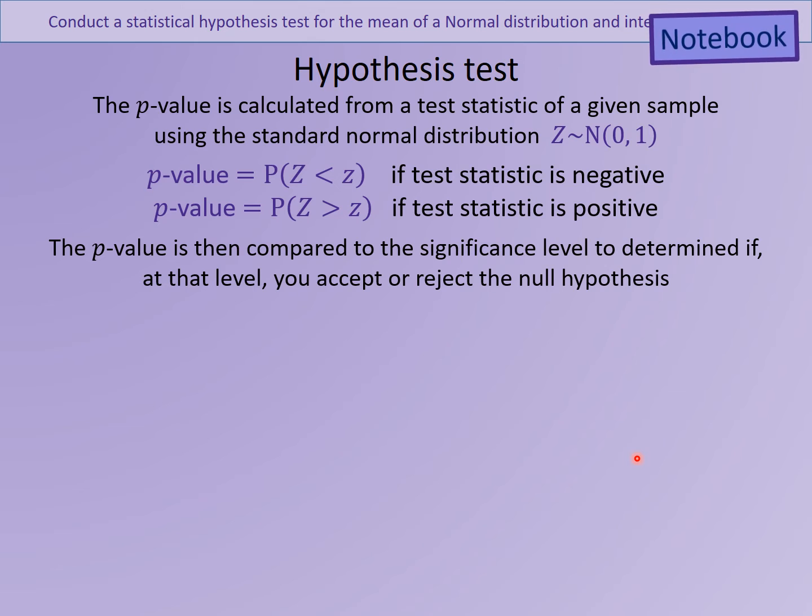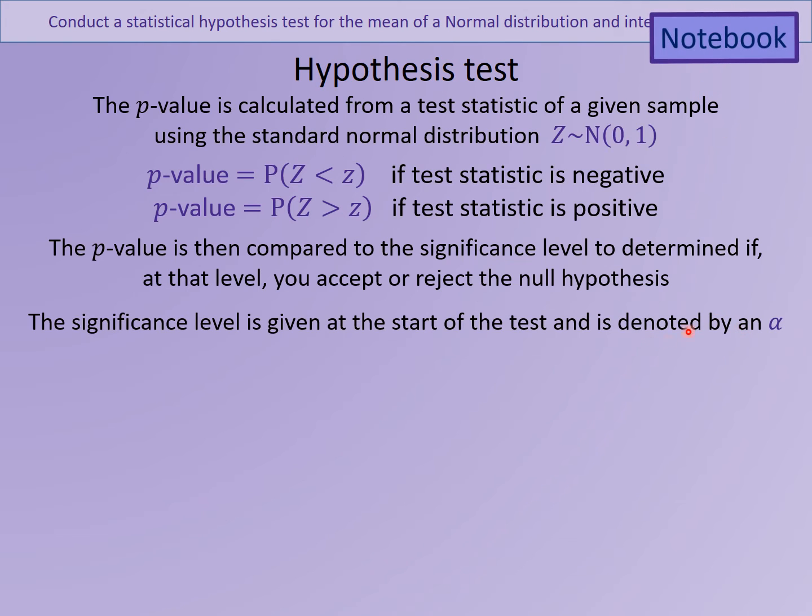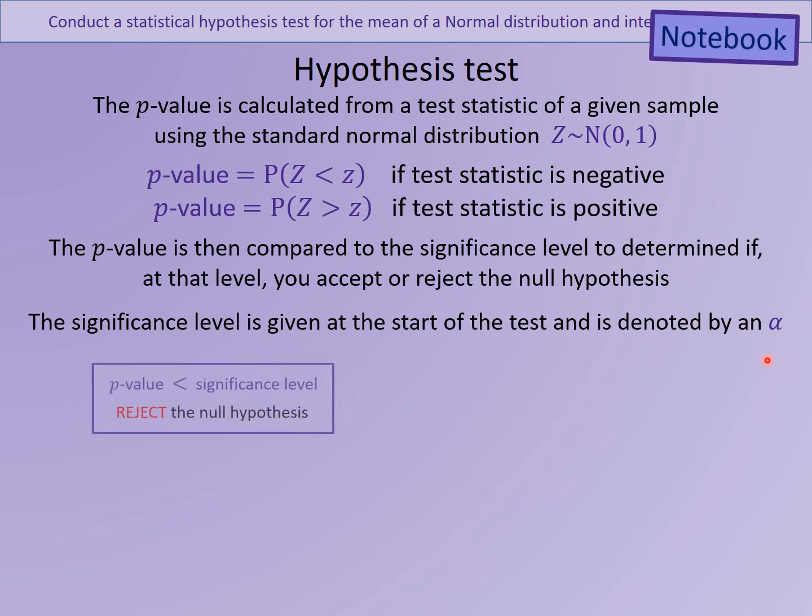So if the p-value is then compared to the significance level, so once we get our p-value out, we can compare it to our significance level and determine whether to accept or reject the null hypothesis. So it sounds quite technical, so let's look through an example of that and it'll make more sense. The significance level is always given at the start of the test, unless they give you more information, you have to go back and calculate that, and it's denoted by alpha, so that's almost the same as binomial.